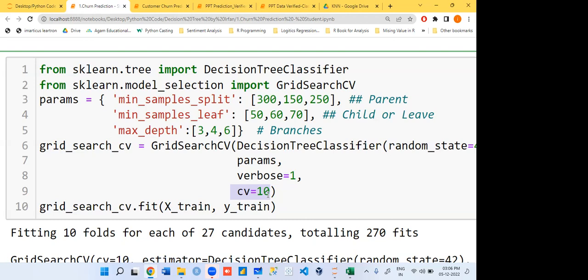K fold is a concept. It is not an algorithm. Decision tree is an algorithm. KNN is an algorithm. So K fold is used to find the best combination in the tree, and K fold is used to find the best value of K in KNN. Still clear? Any question, please ask. Concept done from my side.